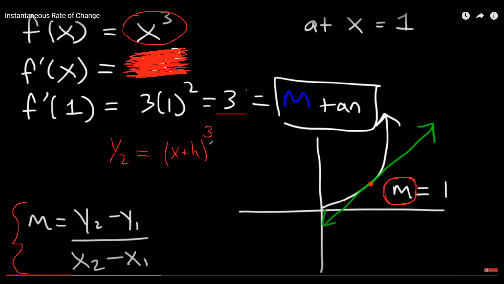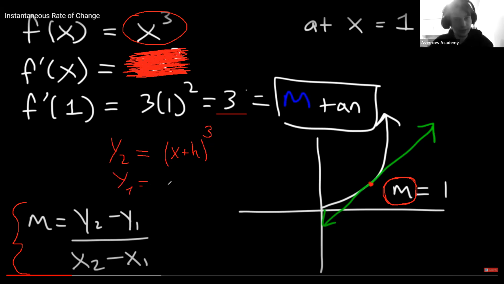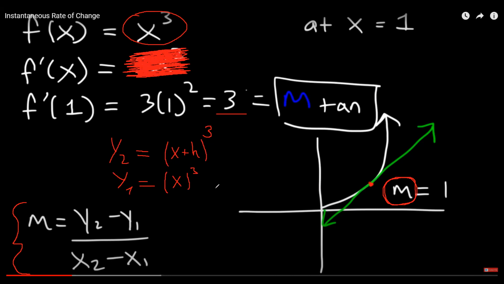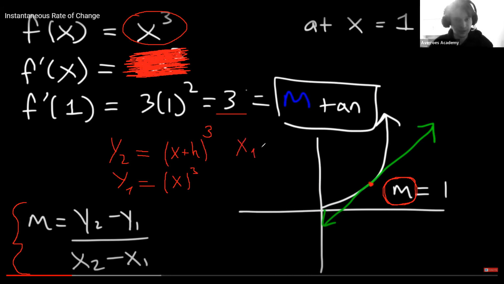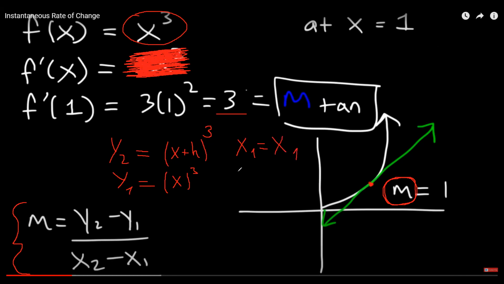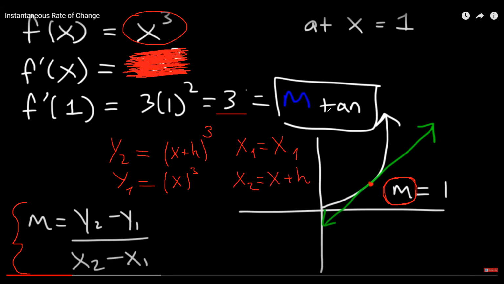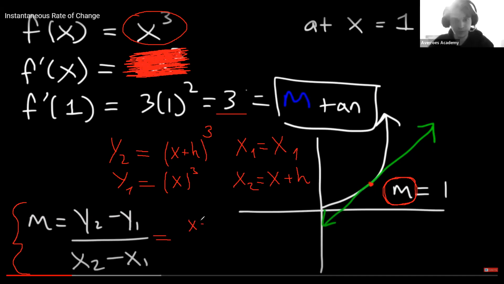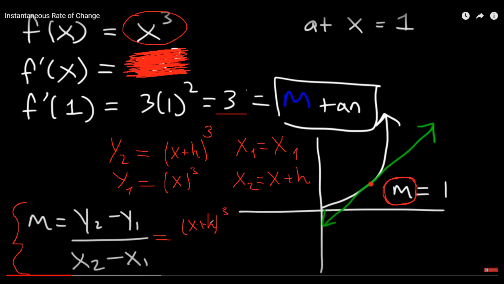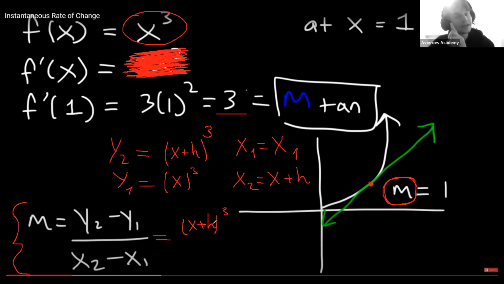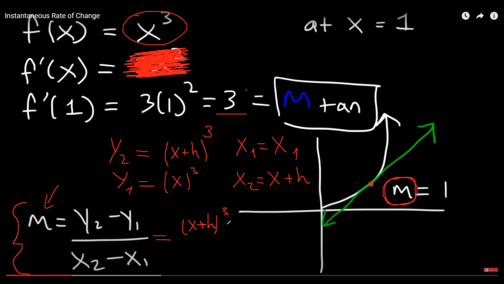X plus h to the third power. Yeah. y1 would be equal to x to the third power. Yes. And x1 is equal to x. And x2? x plus h. x plus h, perfect. And now let's put these values into the formula. (x plus h) to the third power. And if we solve for that and then plug in 1 for m. Keep in mind. Okay. I'll see then what happens.